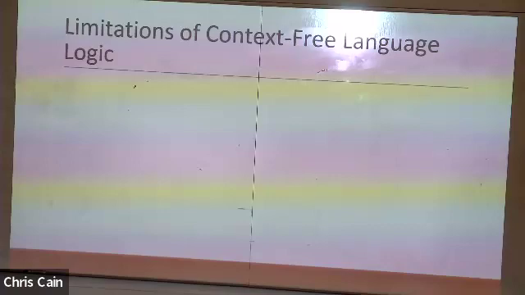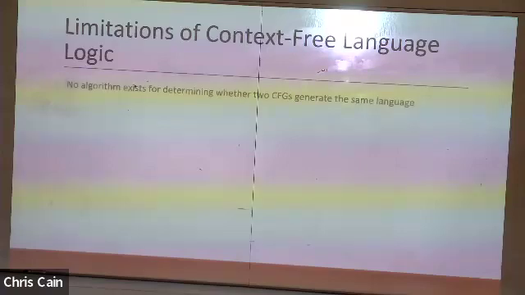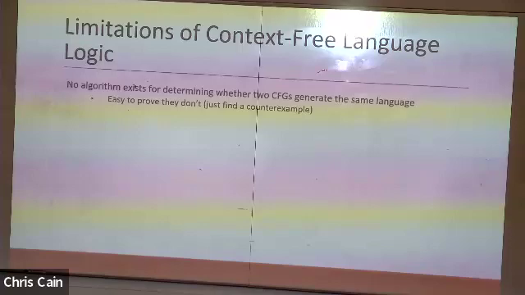There are some limitations to the kinds of algorithmic questions that we might want to answer. The first one is that if you had two grammars and you wanted to figure out, do these grammars produce the same language? No algorithm exists to be able to do this. It's very easy to prove that they don't. You just find a counterexample. Here's a string that one grammar generates that the other grammar does not.